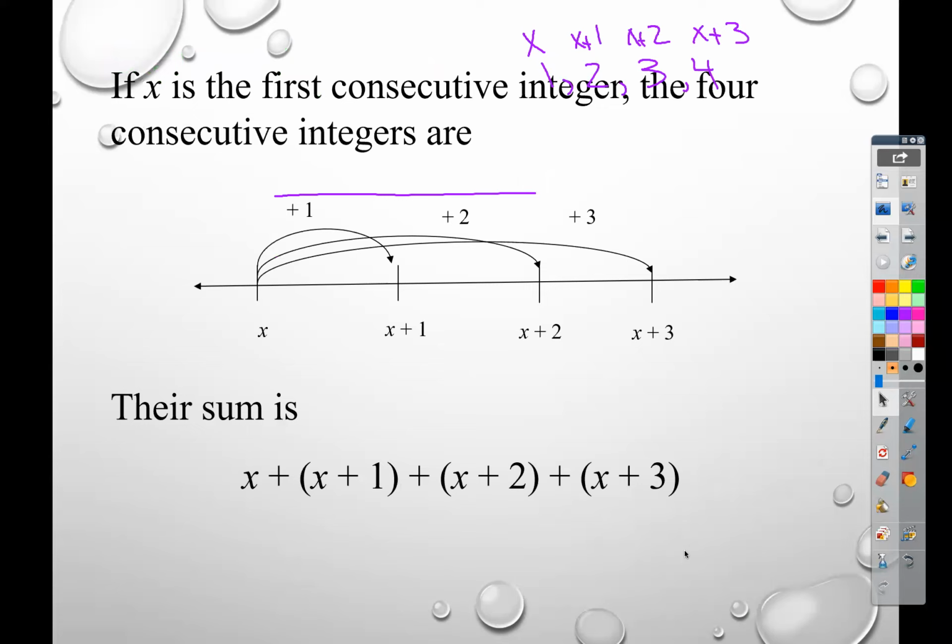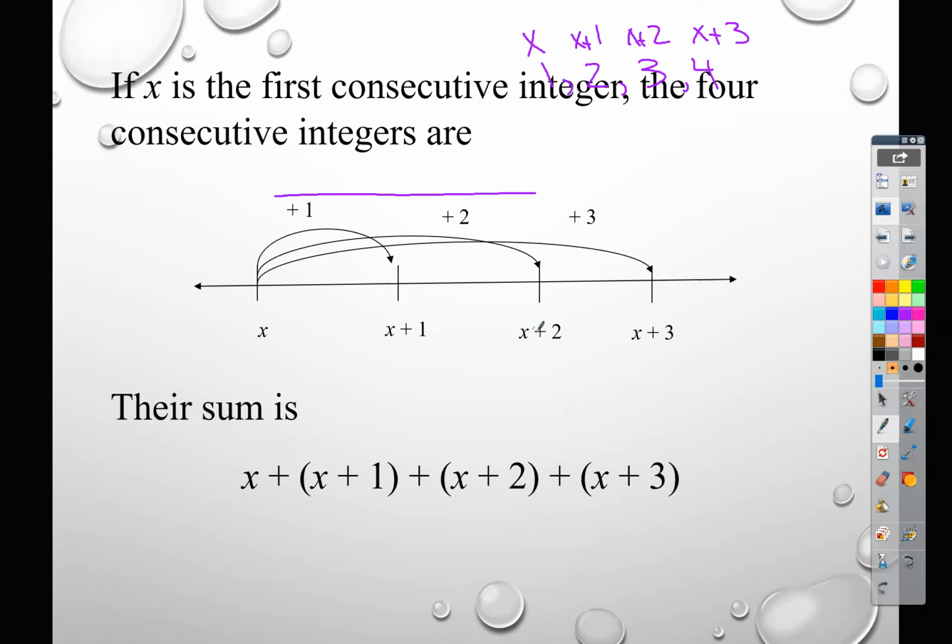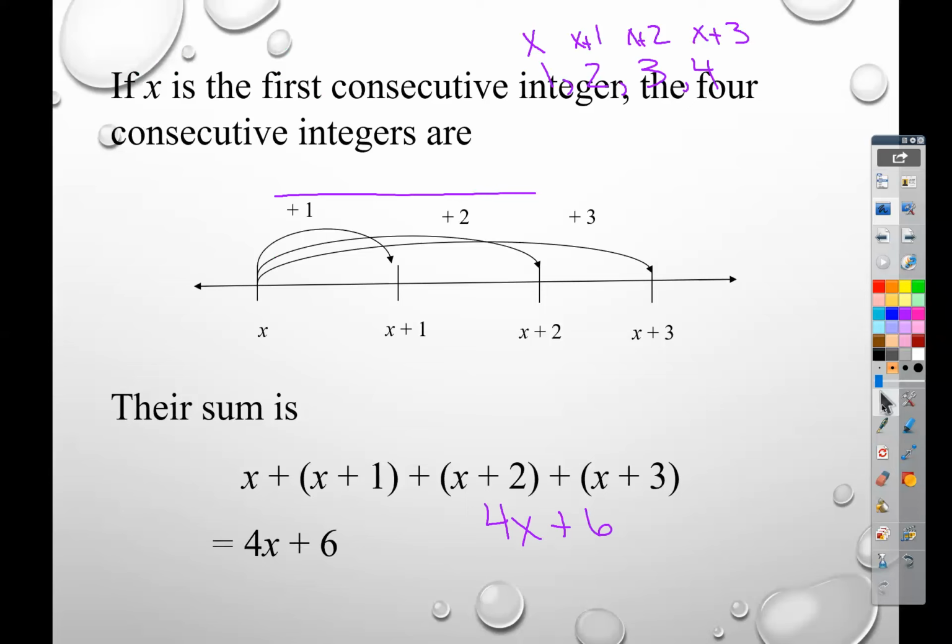Okay, so you have this. So if x is the first one, then x plus 1 would be the second number, x plus 2 would be the third, x plus 3 would be the fourth, like I said, and then you add all those up together. And so 1, 2, 3, 4 x's, and then plus 1 plus 2 is 3, plus 3 is 6, so 4 plus 6, and that is your answer. So 4x plus 6.